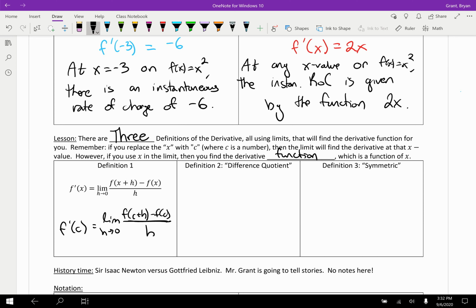The second definition is using a difference quotient, and we talked about that phrase before. That phrase when we talked about slope, our y2 minus y1, right? This difference quotient. So to find the difference quotient, we'd say f prime of x equals the limit as x approaches a of f of x minus f of a divided by x minus a. Well, doesn't that look just like our slope, y2 minus y1 over x2 minus x1?